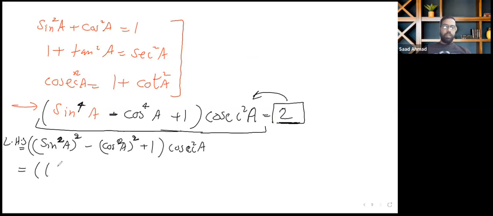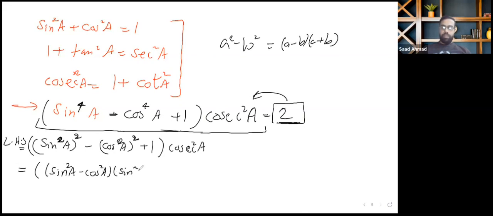A student has a question: can you repeat again, please? Once we have sine squared a squared minus cos squared a squared, there's a property from algebra: a squared minus b squared can be written as a minus b times a plus b. So we get sine squared a minus cos squared a, times sine squared a plus cos squared a, plus 1, and cosecant squared a.